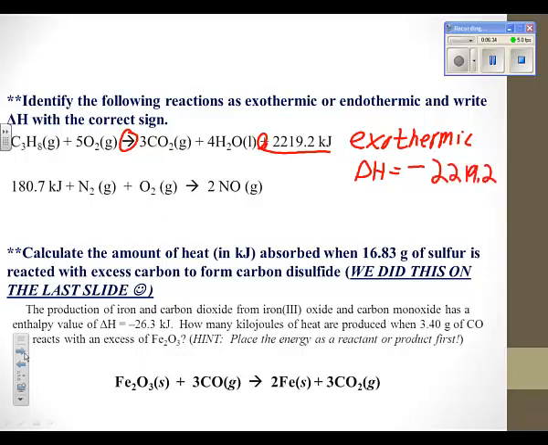And the next one, our kilojoules are in a reactant. So this is going to be endothermic. And it's going to be written just like it's written. Positive sign with 180.7. It is important to put that positive sign so that I know you know it's positive, not just writing it and forgetting the sign.